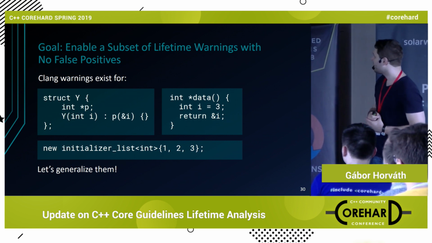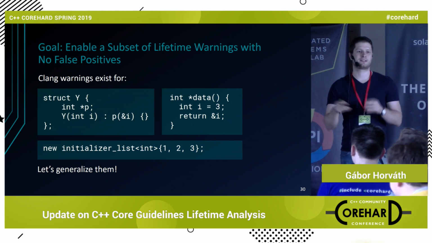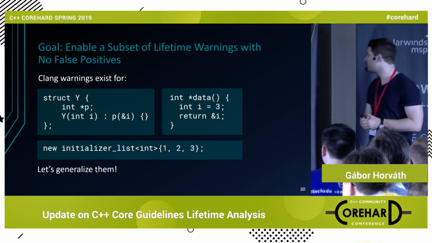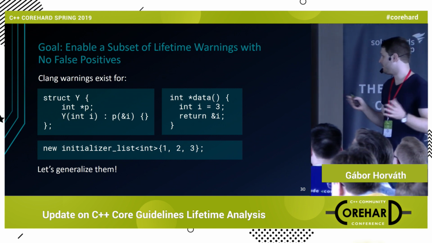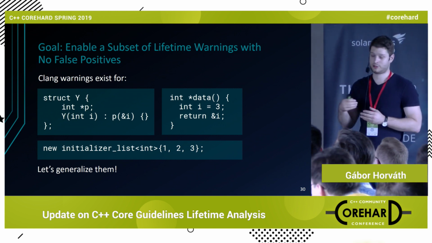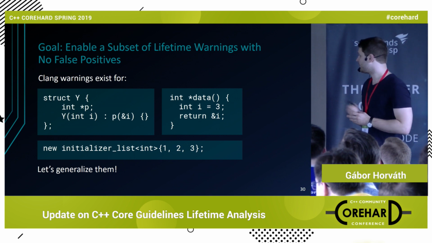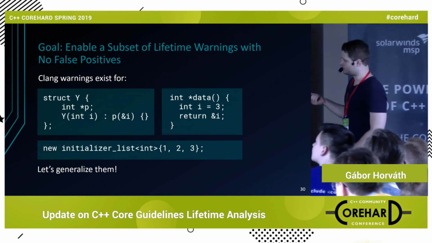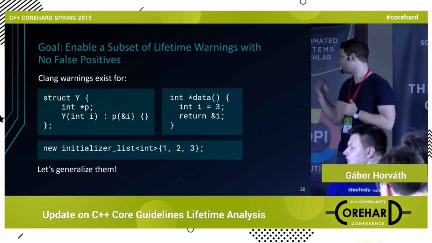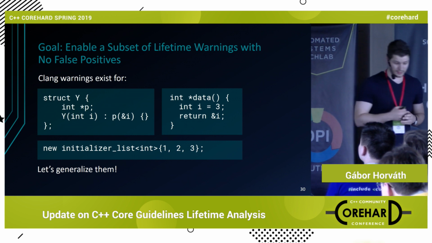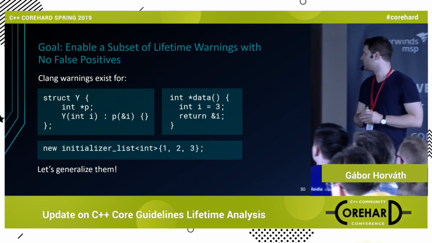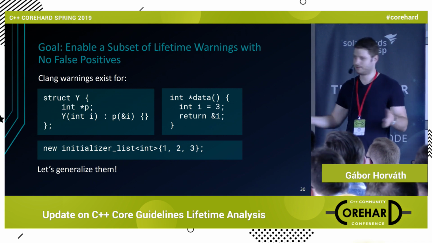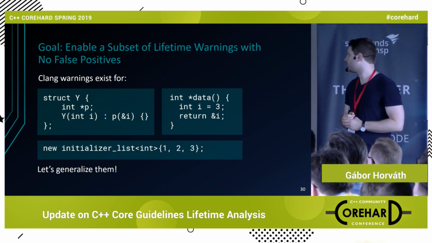And it turns out Clang already has some statement-local lifetime related analysis. So Clang already warns if we, for example, have a member pointer that will point to something that will go out of scope really soon, and it will dangle. So for example, in the first code example, P will point to I, but I will be deallocated as soon as the constructor returns, so P will dangle.